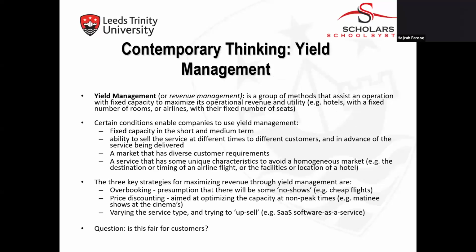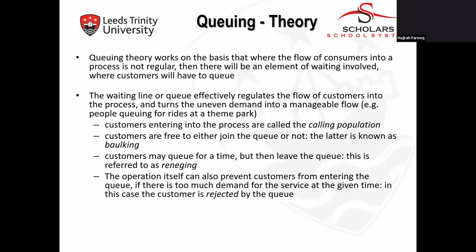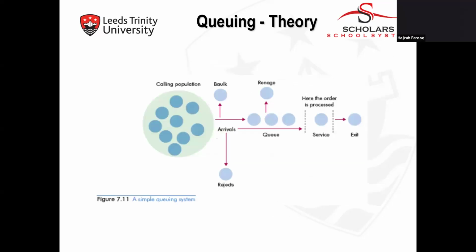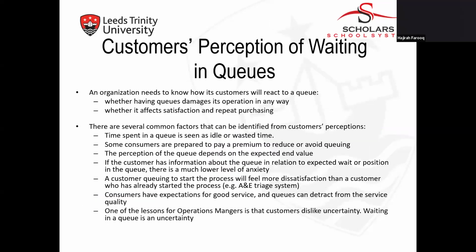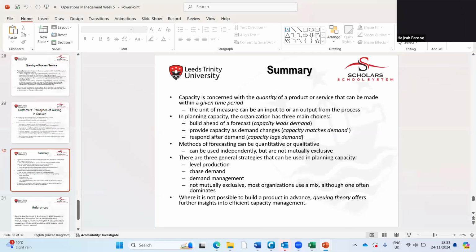And then we discussed the contemporary thinking, which is yield management, which is a group of methods that assist an operation with fixed capacity to maximize its operational revenue and utility. Then we discussed the queuing theory, which works on the basis that where the flow of consumers into a process is not regular, then there will be an element of waiting involved, where customers will have to queue. And then this was a little diagram that we discussed. And moving on, we discussed the customer's perception of waiting in queues, and that was it about the lecture number 5.